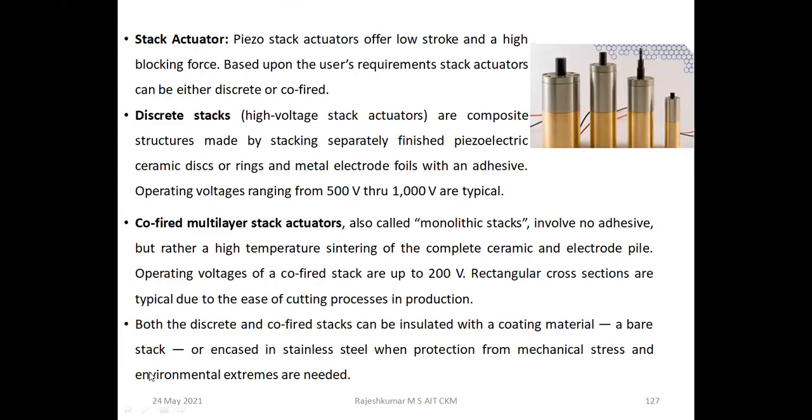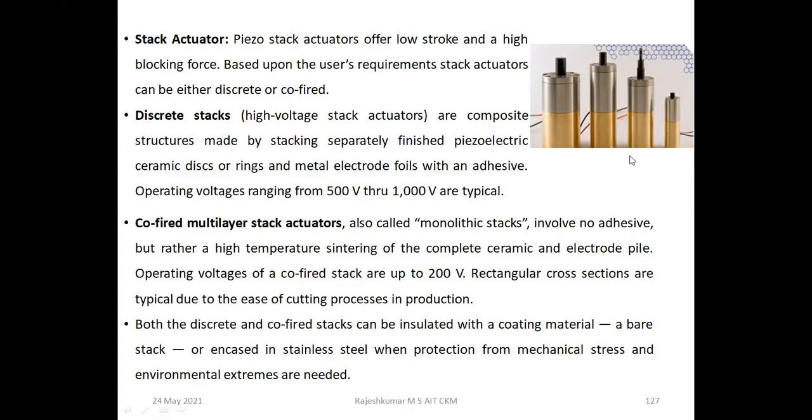With respect to the user requirement, the stack actuators can either be discrete or co-fired. This sketch, the picture you are going to observe, is an example of a stack actuator. Here, it is discrete, having different parts, or co-fired, a single part.